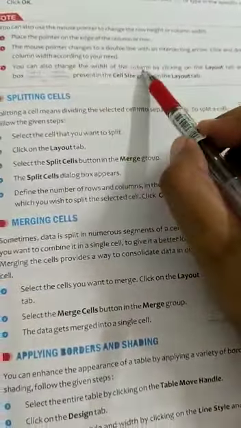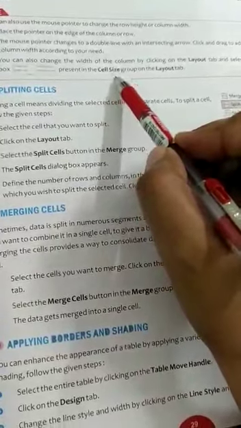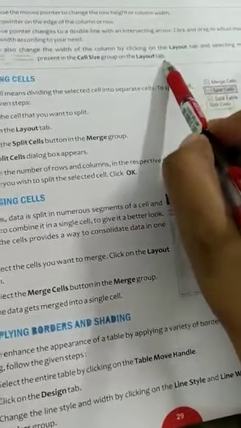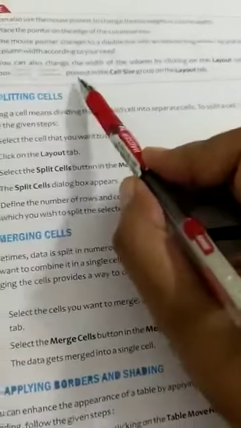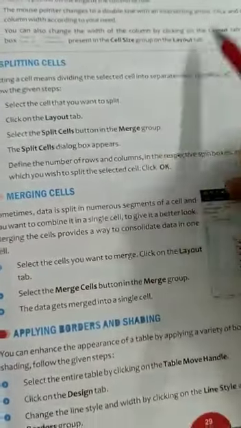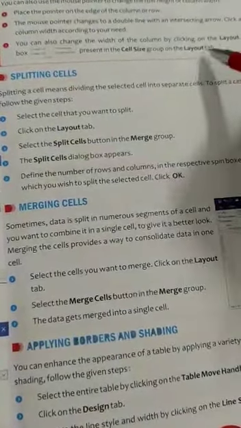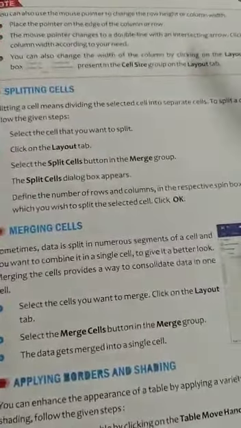You can also change the width of a column by clicking on the layout tab and selecting the width spin box present in the cell size group. This we had already discussed. So you can use your mouse pointer to change the column width and row height as well as from the layout tab. You can use the way that is more convenient to you.